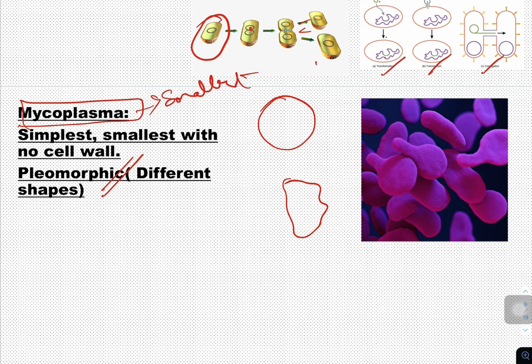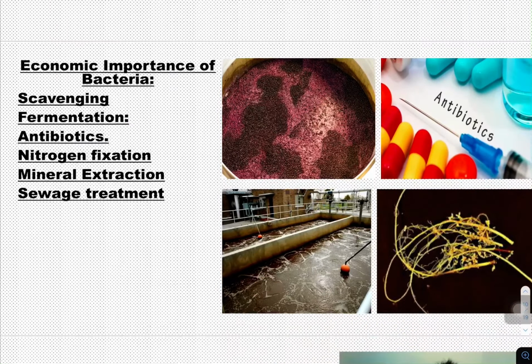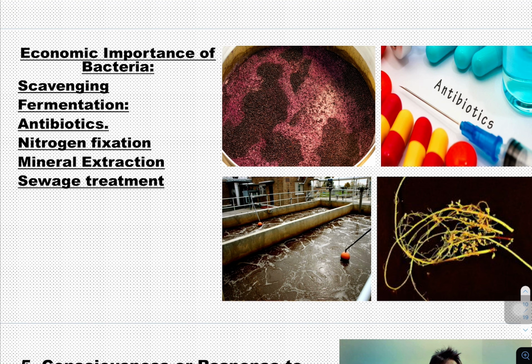Smallest known organisms: first of all, bacteria are very small. Within the bacteria there is a certain group called Mycoplasma. These are still smaller, the smallest organisms. They do not have any cell wall. Their plasma membrane is directly exposed and they can acquire different shapes throughout their life cycle, hence they are called pleomorphic. Okay, this is about Mycoplasma.